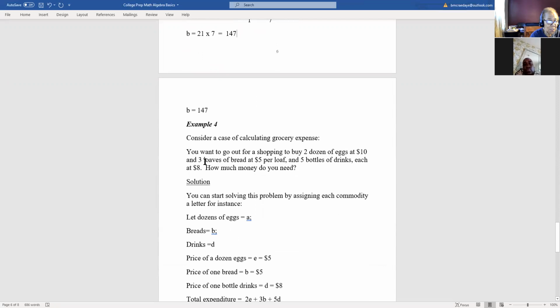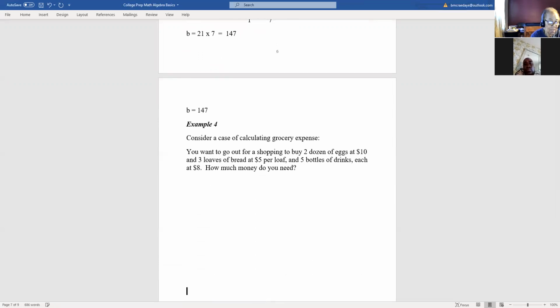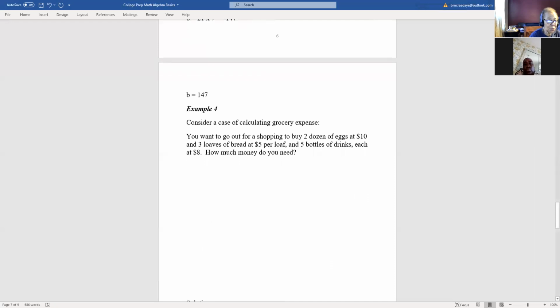How would you solve this one, Latoya? 2 dozen of eggs at $10. 3 loaves of bread at $5 a loaf. 5 bottles of drink, $8. How much money do you need? What would you do? Tell me what you would do. How would you solve it?